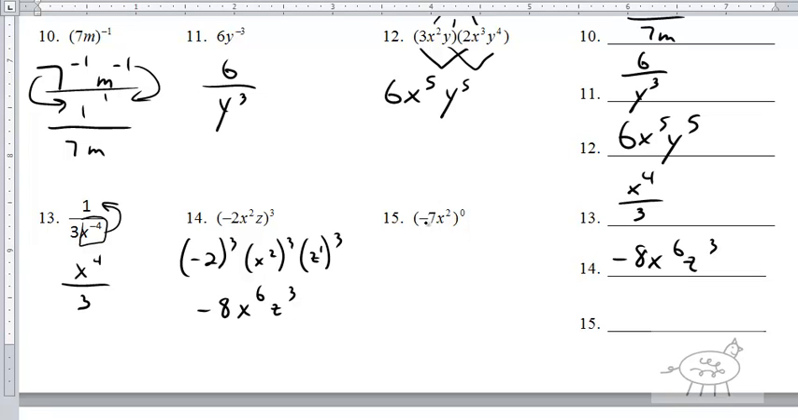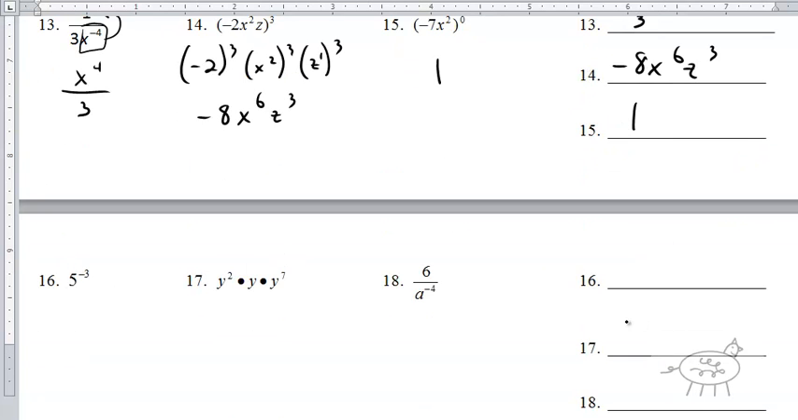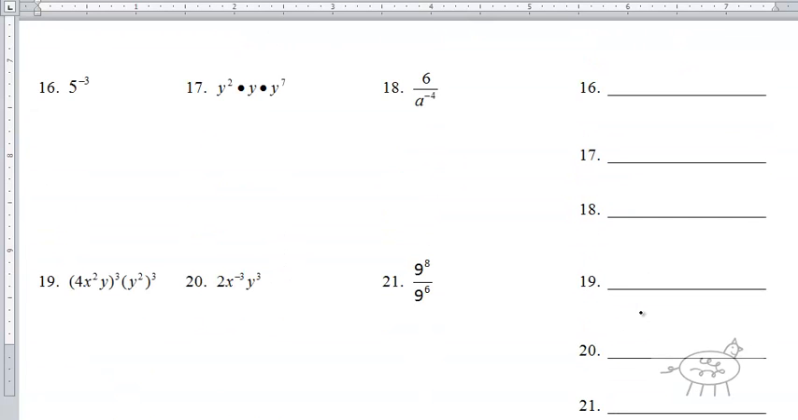Okay, anything to the 0 power, that whole thing is there, that's 1. Those are easy problems. Anything to the 0 power, as long as it's got lots of parentheses around it, it's 1. If it doesn't have lots of parentheses around it, it's only what touches the exponent. So none of these problems really were that difficult. Just follow the rules. Alright, let's keep going here.